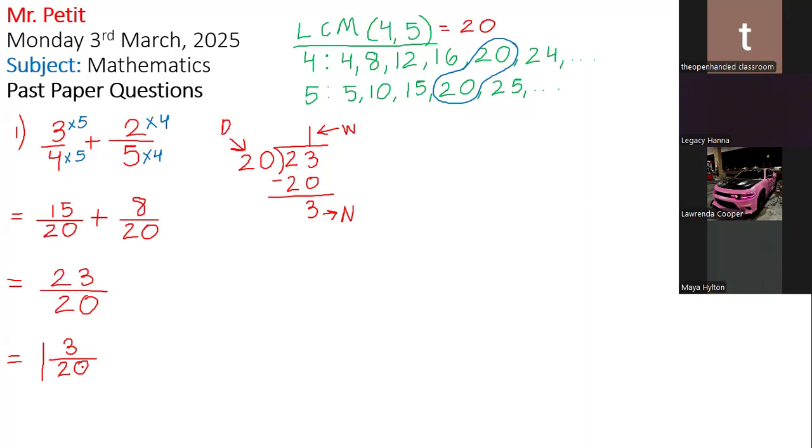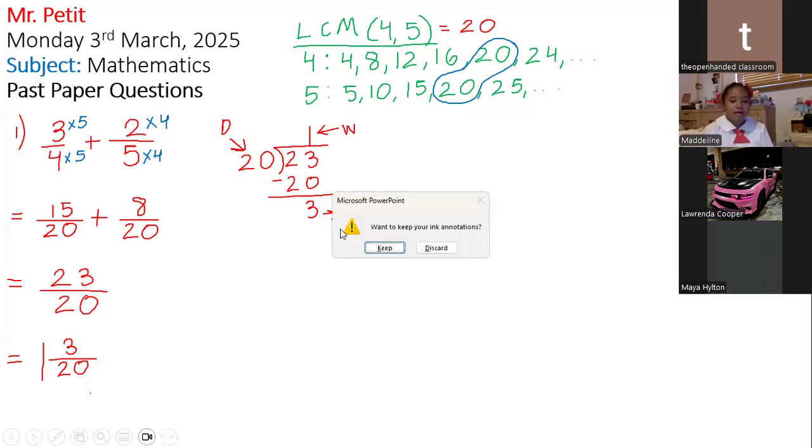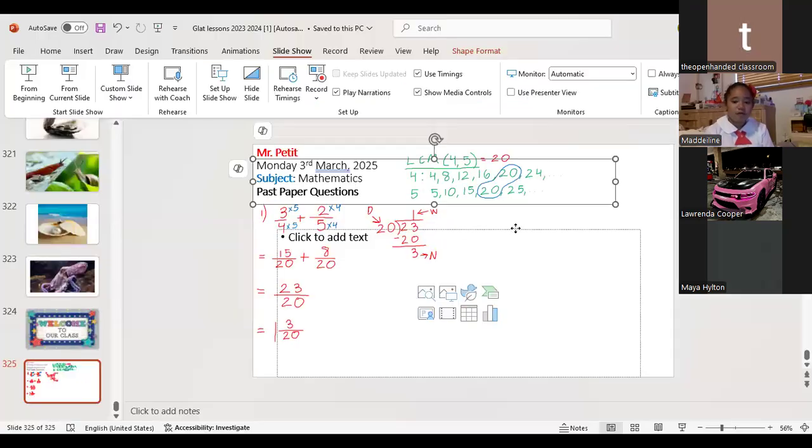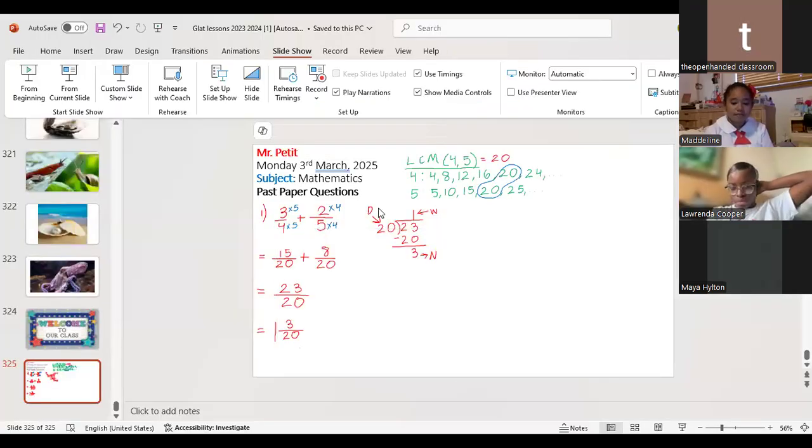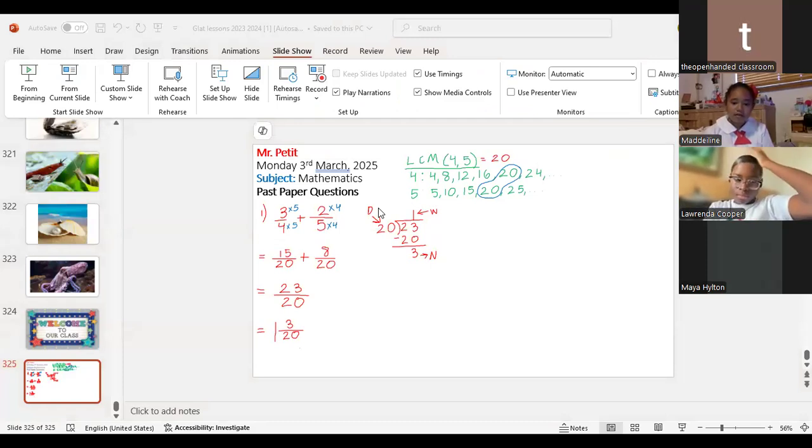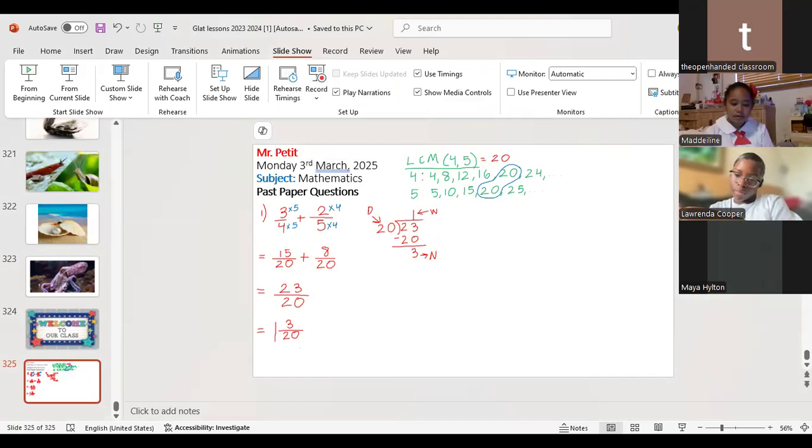Yes, sir. Madeline, explain how we got 1 and 3 over 20, please. We got the answer by finding the LCM of 4 and 5. Then our LCM was 20. So then we times it by... I don't know how to explain it. So what times 4 gives me 20? 5.